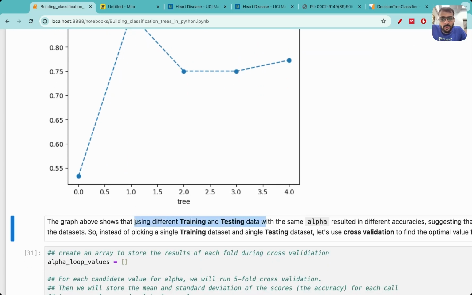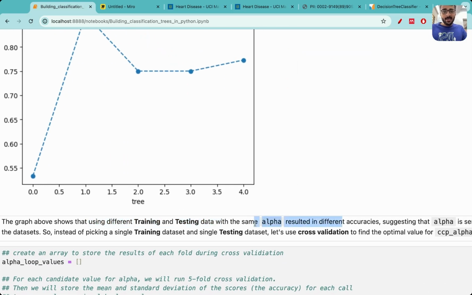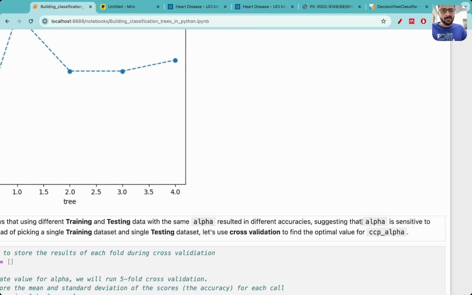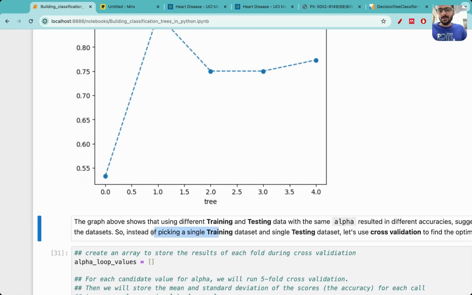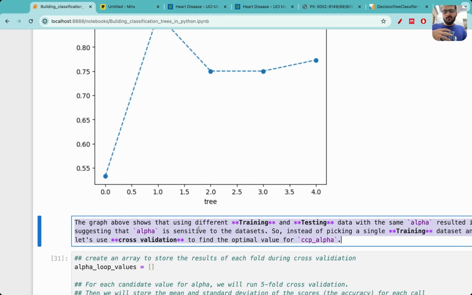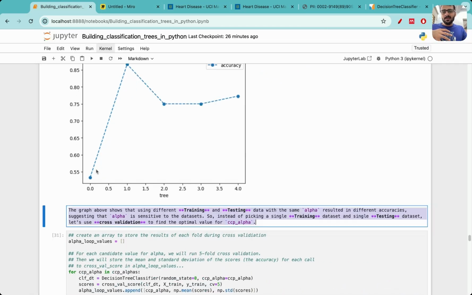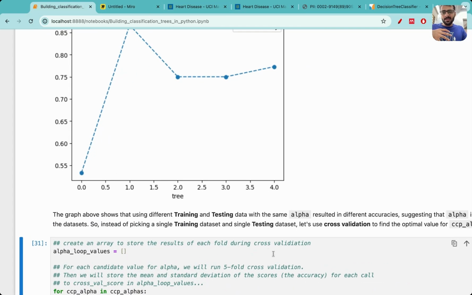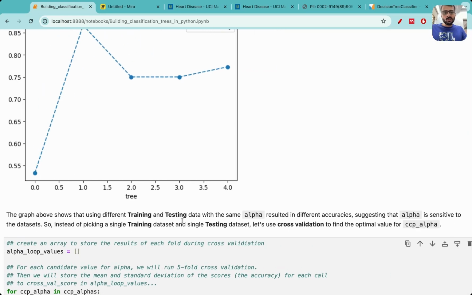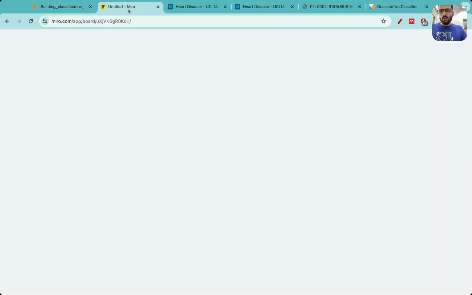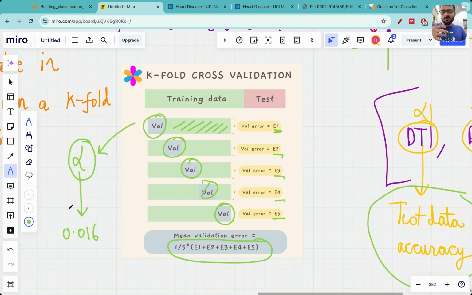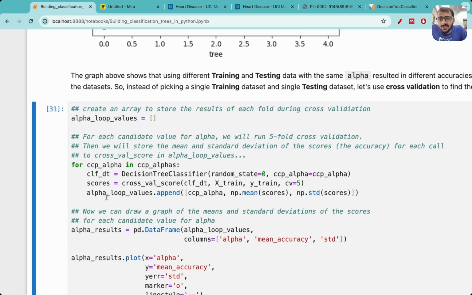So the graph above shows that using different training and testing data with the same alpha results in different accuracies, suggesting that alpha is sensitive to the data sets. So instead of picking a single training and testing data set, we'll do cross validation. As I mentioned to you, in cross validation, we first choose an array of alpha values and we calculate the mean validation error for each of these alpha, and then choose the alpha which gives the lowest error or the highest accuracy. So this is what is done here.